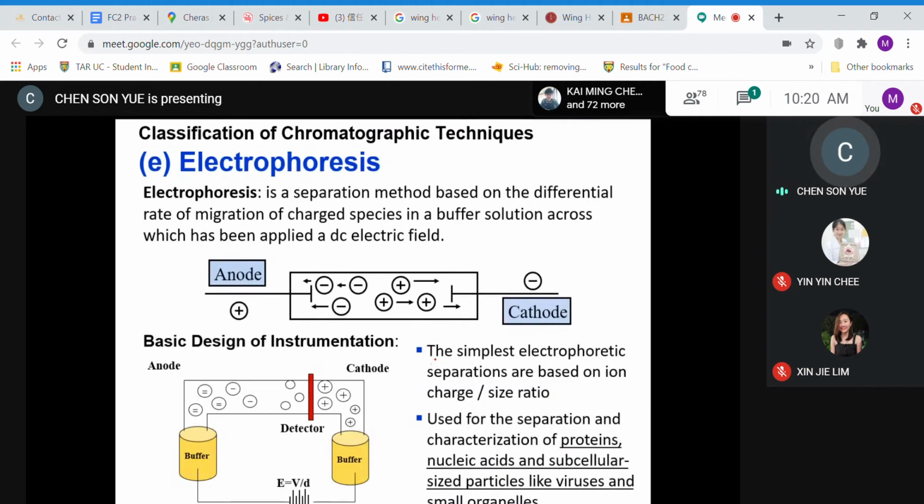And now we have CE, or electrophoresis. It's based on the effect of the electrical charge here. So positive goes to the cathode, negative goes to the anode. The separation is basically based on the charge and the size, or charge over size ratio. So it is usually suitable for protein samples or nucleic acid or particle samples. So this is CE.